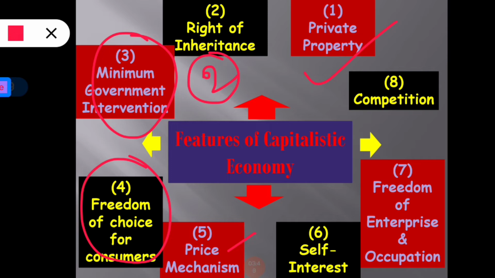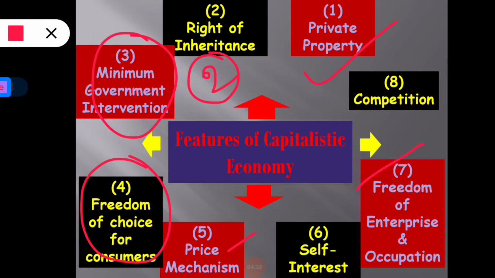Now going to the next one, that is self interest. What do you mean by self interest? Because a capitalist economy is characterized by the motivation of self interest. Each and every individual is guided by self interest in his economic pursuits. For example, the producer aims at maximization of profit. Similarly, a laborer tries to get higher wages for his labor services. So self-interest is the most important motivating force in a capitalist economy. Clear?